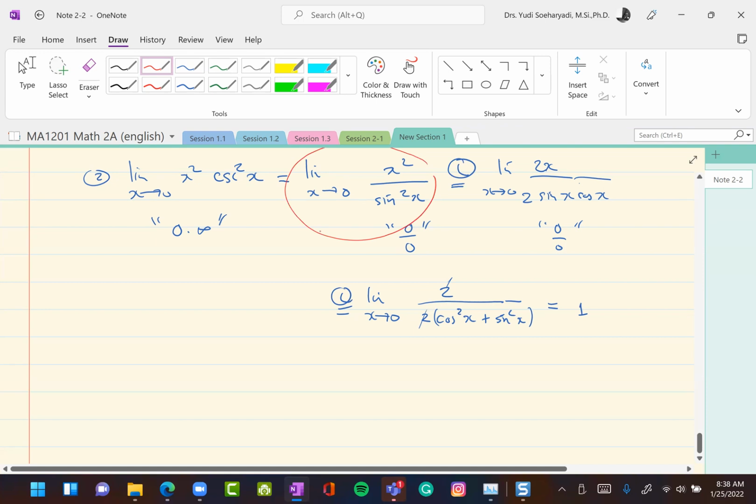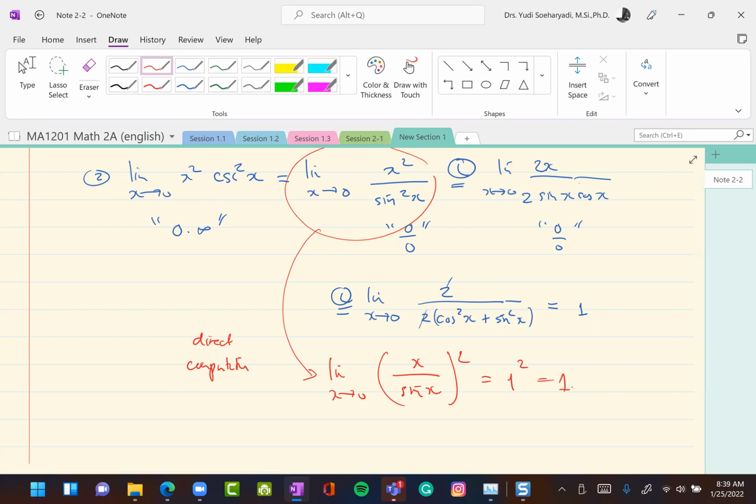Actually, from here you can compute this directly, because this is there, and this limit you know. This is a special trig limit. So this shows you that L'Hopital's rule does not always simplify, but it may complicate things. Recalling special trig limits may help you simplify things.